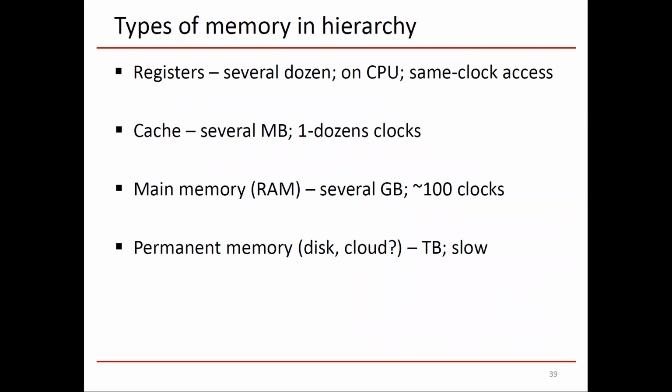So what are the types of memory in this hierarchy? Registers are on the CPU, there are typically several dozen of them, and we have same clock access. We can write, we can read, and it takes no more than one clock.